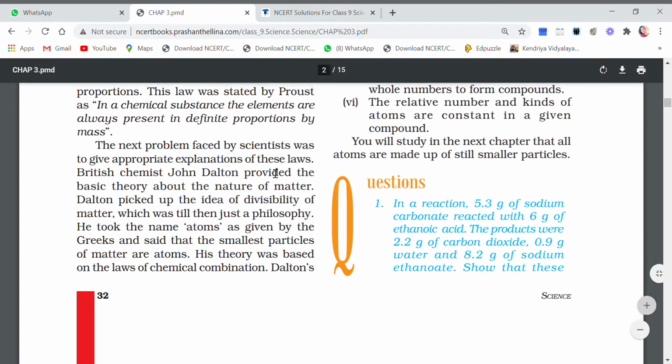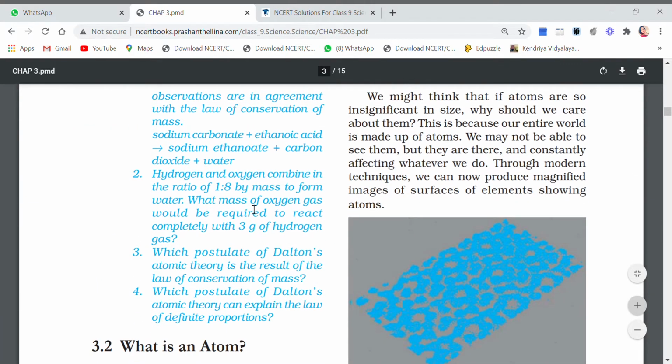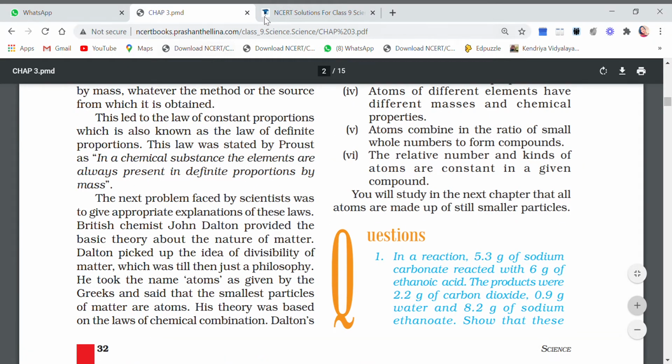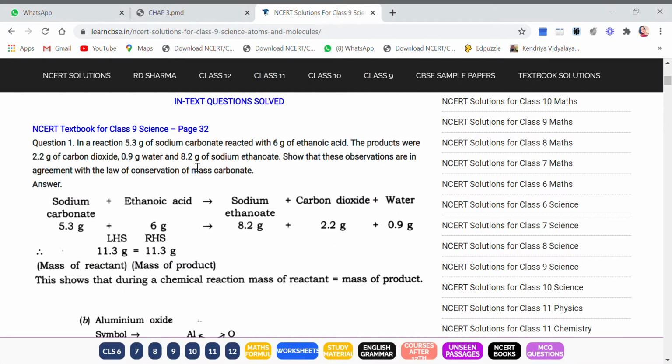Let me show you your NCERT. These are the questions that we are going to do in reaction. Question number 1, page number 32. Then you have question number 2, 3 and 4. We will discuss all these questions in this video so that you can solve these questions also. So let us discuss the first question.